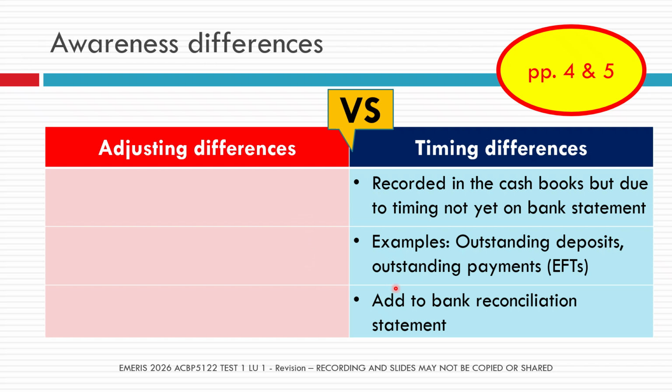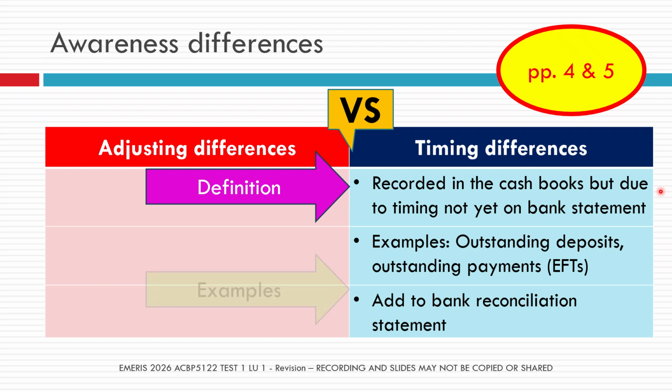The next thing we're going to be on the lookout for is timing differences. So what is the definition? A timing difference is an entry that's been recorded in the cash books, but due to timing, it's not yet on the bank statement. So in this instance, it's the bank that is unaware that the business has recorded certain transactions.